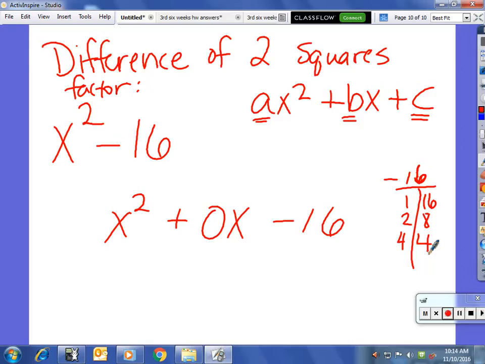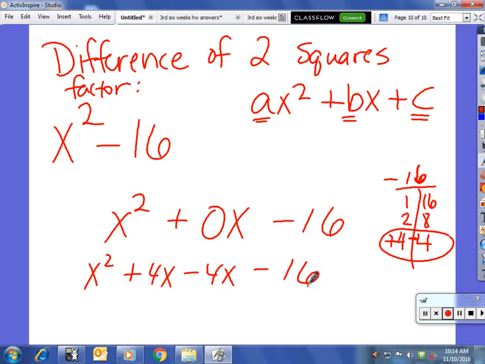Has to be, because that's the only two numbers that can make a 0 in the middle if one is a positive and one is a negative. And how does 4 relate to 16, by the way? It's the square root of 16. Okay, so we're going to write this as x squared plus 4x minus 16. And sure enough, that cancels out to a 0x in the middle, which is what happens here.